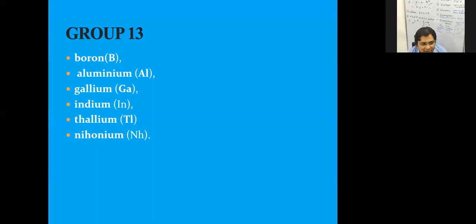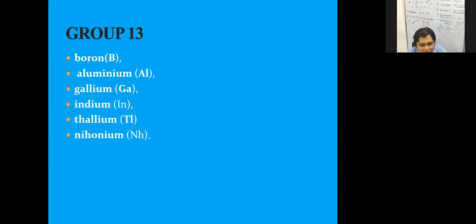Boron, aluminium, gallium, indium, thallium, nihonium. Just for information, where does this name nihonium come from? It's a very new element. Nihon is actually the other name for Japan, hence nihonium. It was synthesized in Japan. You might have also heard about Nippon Airlines, same way. Nikon, you must have heard of it.